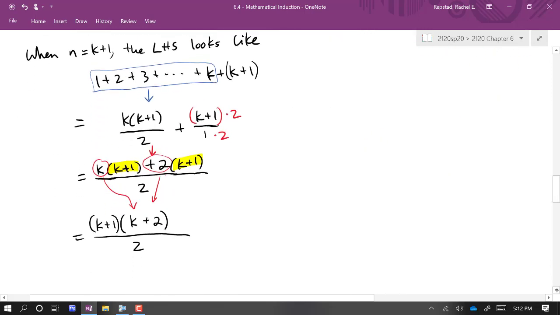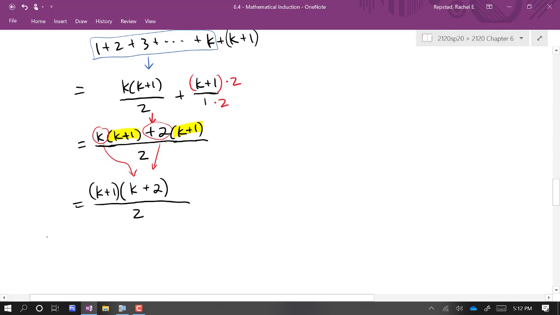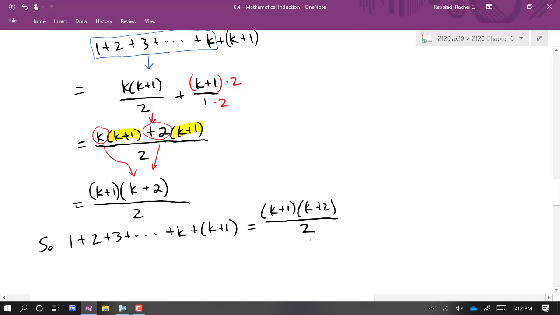So 1 plus 2 plus 3, all the way up to k plus 1 is equal to k plus 1 times k plus 2 over 2. So we've shown that the equation holds when n is equal to k plus 1.